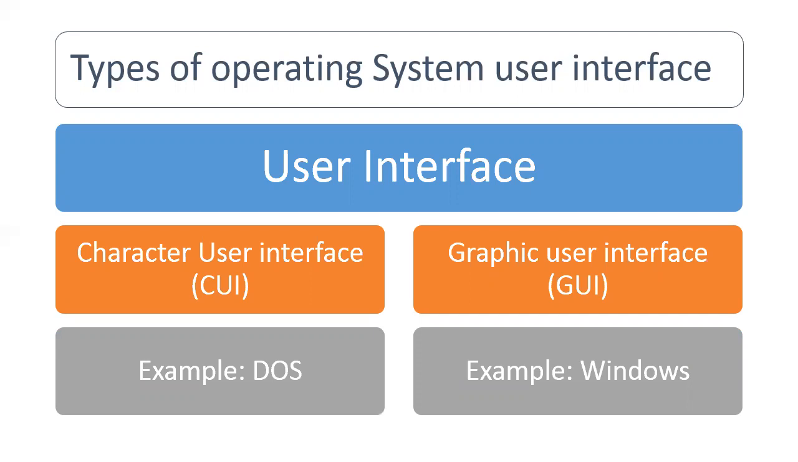The operating system used the command line or character user interface. The user typed the command using a keyboard. There were no images or graphics on the screen and it did not support any pointing devices such as mouse. CUI gradually became outdated and was replaced by GUI. The full form is Graphic User Interface. Example of CUI is DOS, Disk Operating System.